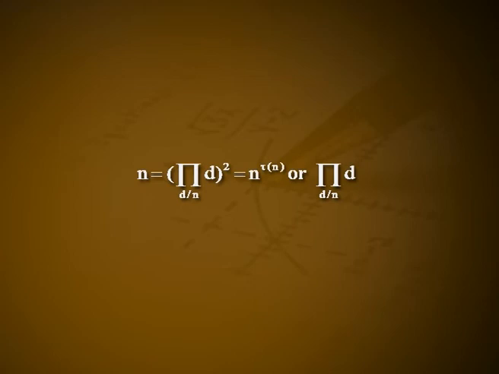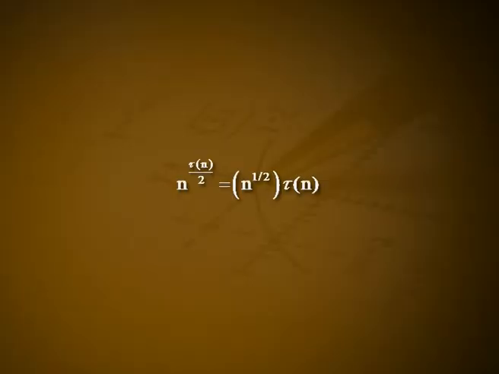3. We know if d is an integer such that d divides n, then there exists an integer d dash such that n is equal to d d dash, if and only if d dash divides n and d dash is equal to n by d. Thus, divisors d of n are in pairs d, n by d. If and only if the product of all divisors of n is equal to the product over d divides n of d whole square is equal to n raised to tau of n, or the product over d divides n of d, where tau of n is the number of divisors of n.